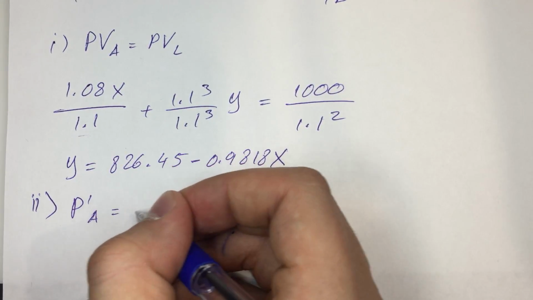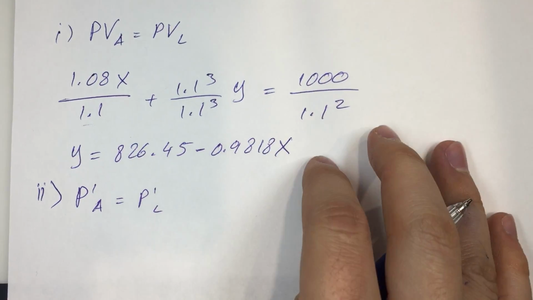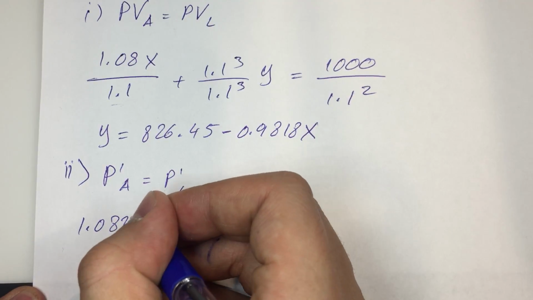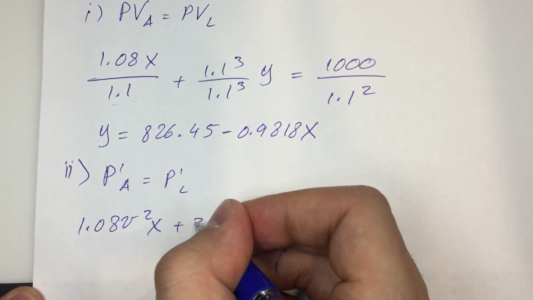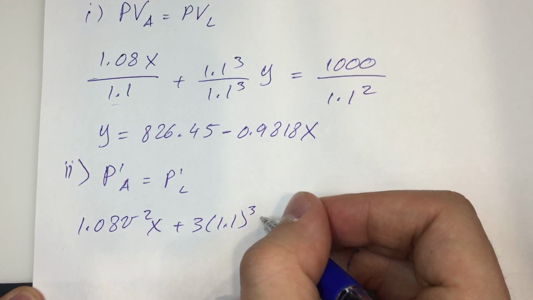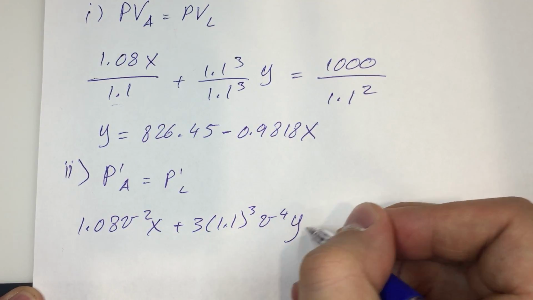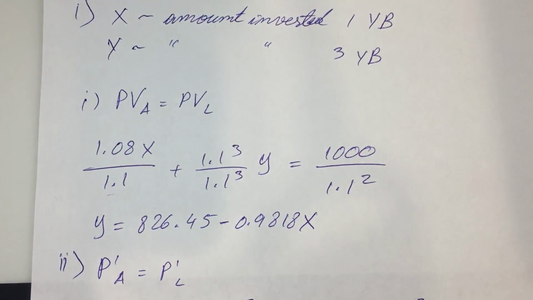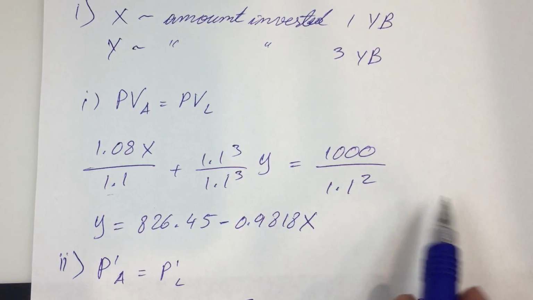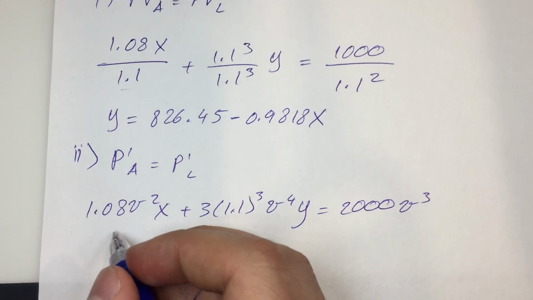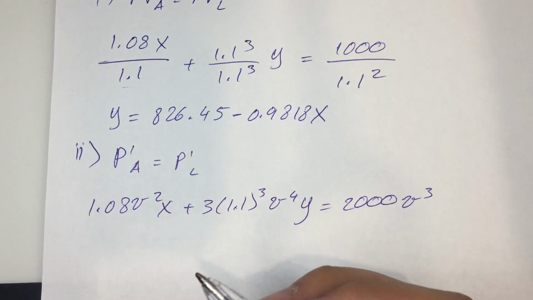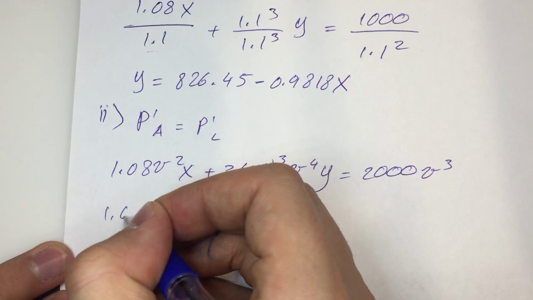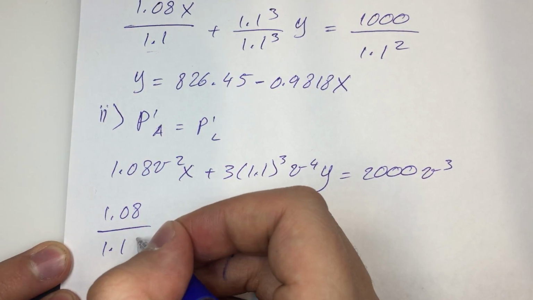Now for the second part, the first derivative of your assets should equal the first derivative of your liabilities with respect to price, meaning that 1.08 v squared x plus 3 1.1 v to the 4th y will equal $2,000 v3. So as you can tell, this is simply the next derivative of this equation. Normally we would equate to 0 and check for a relative minimum. However, we can just go ahead and plug this in.